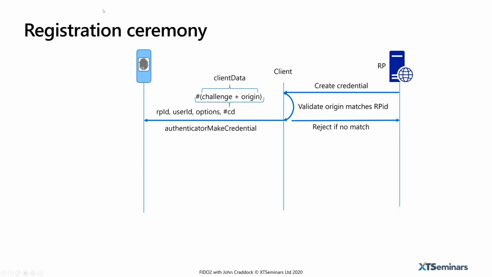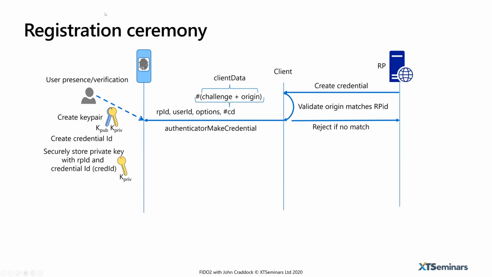Next thing, the client will pass on all the information to the authenticator. The authenticator will want the user to verify, so that we're doing verification and we're doing FIDO2. And then what happens is it generates a key pair. It will also generate a credential ID. And then what it will do is it will securely store the private key with a relying party ID and the credential ID as well. That stored never, ever leaves the authenticator.